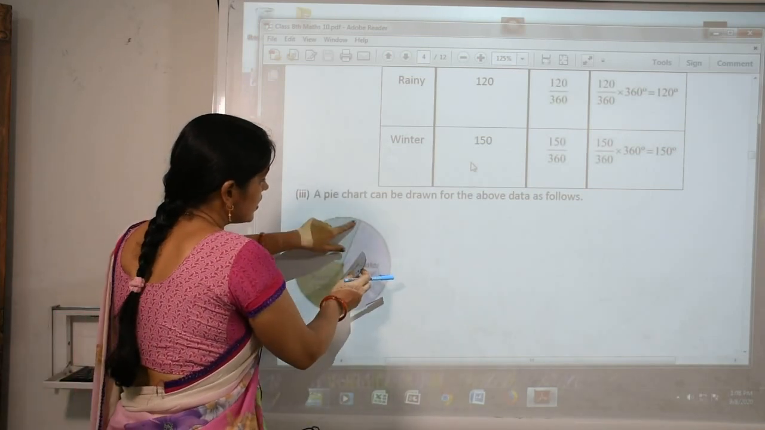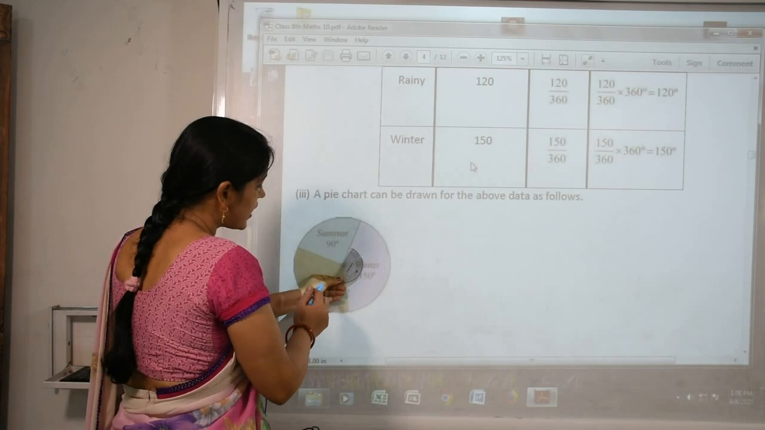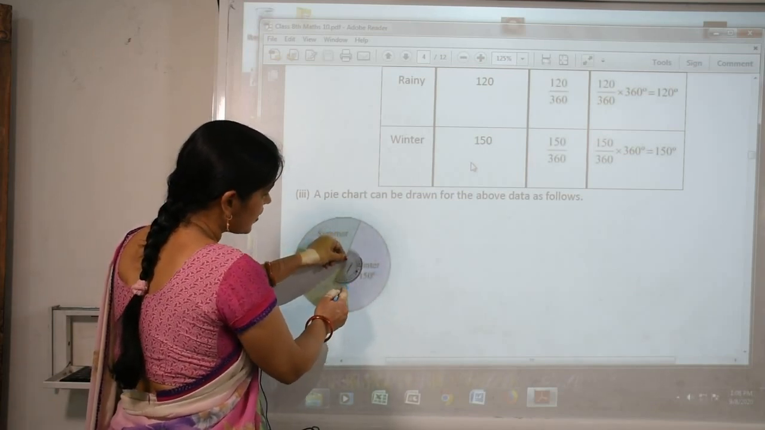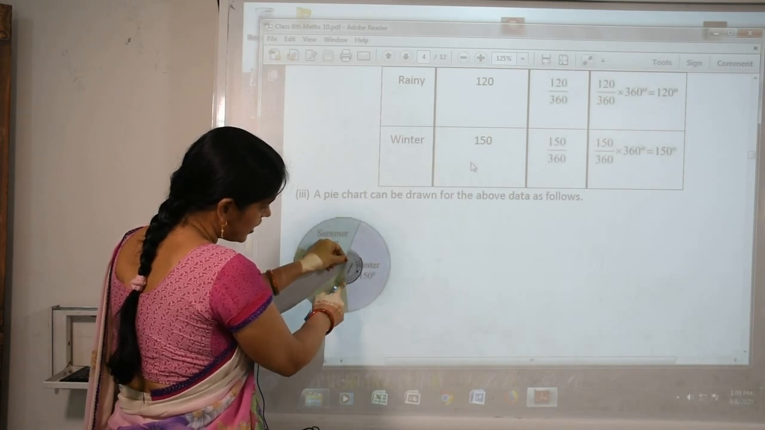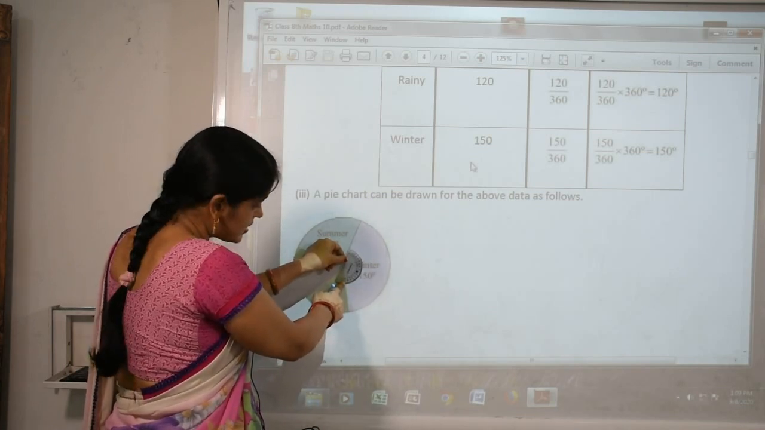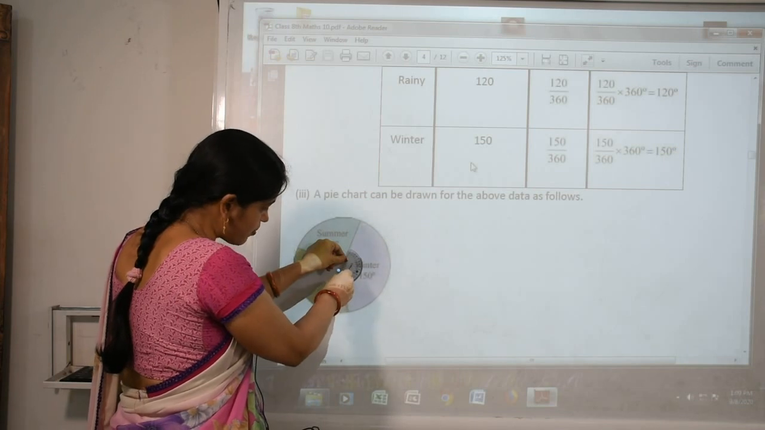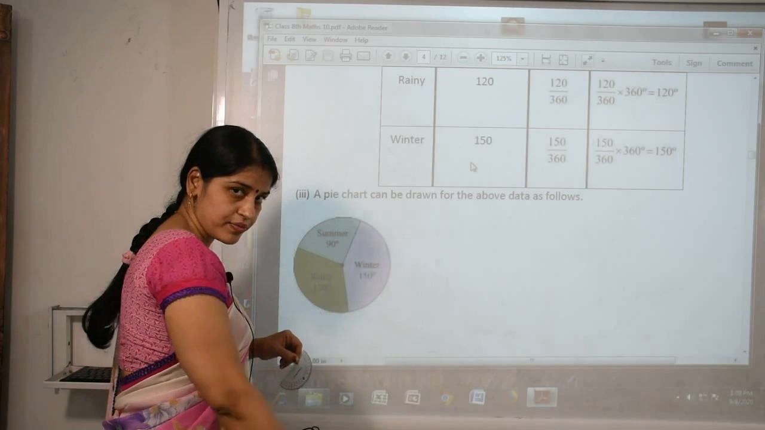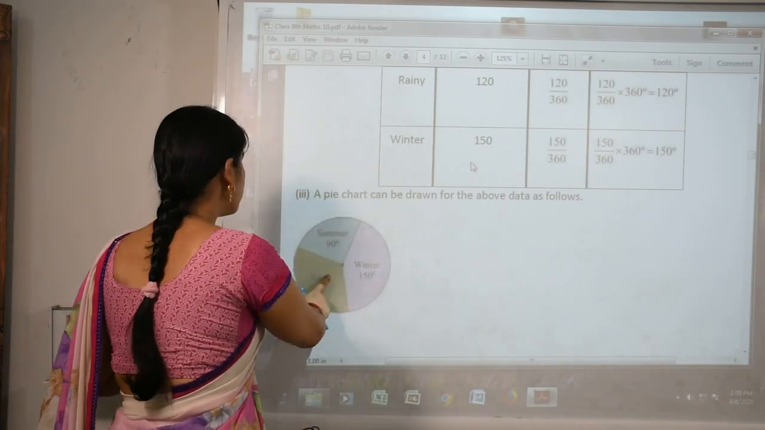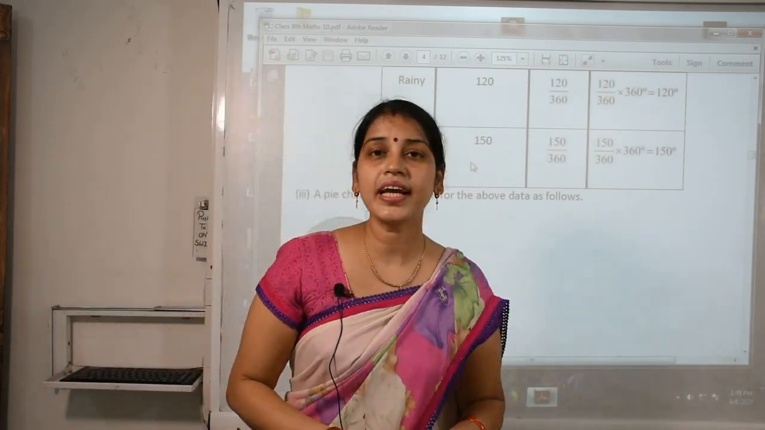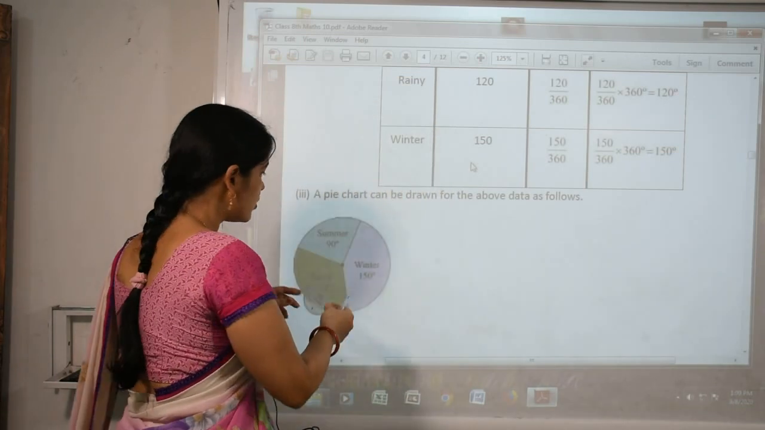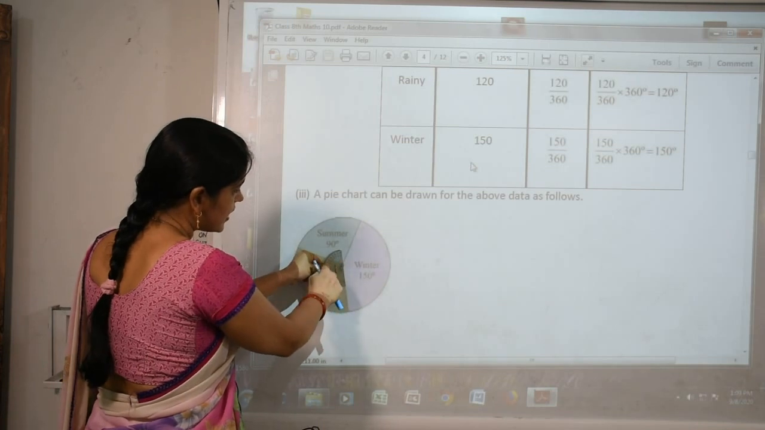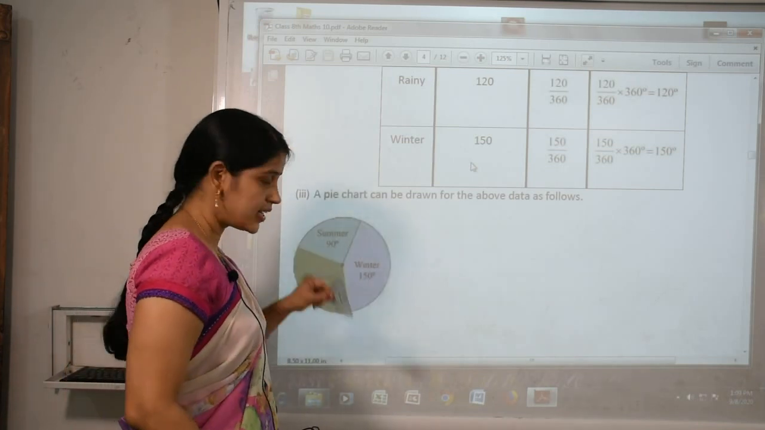Now this one you have to take. Again keep the protector here and now you have to draw a 150 degree angle. So here 150 degrees is indicated on the protector. You have to mark one dot here and then with the help of a scale draw the 150 degree angle. Then the remaining one automatically is 120 degrees. You can check it using the protector also. So this one here we get 120 degrees.